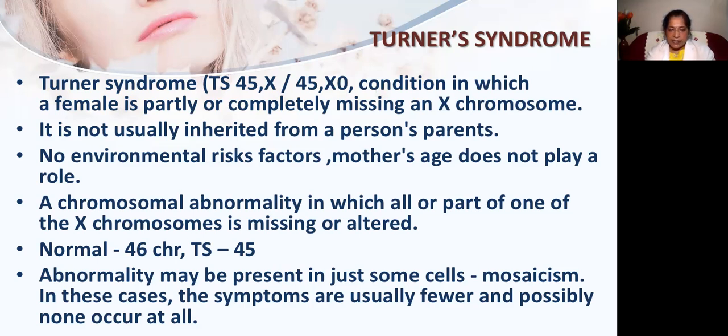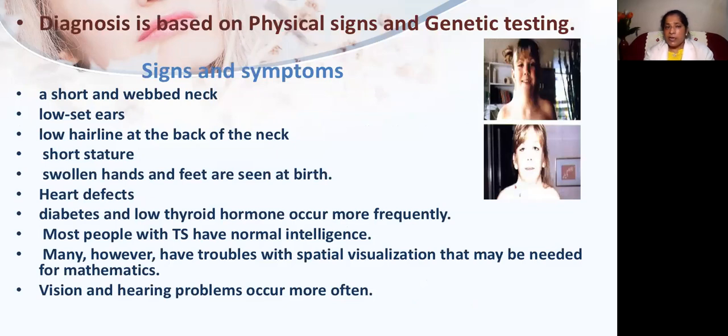Normally, we have 46 chromosomes. In Turner syndrome, there are 45. It is not that the abnormality would be present in all cells. If it is present only in some cells, it is known as mosaicism. So it could be a Turner syndrome with 45 XO in all cells, or it could be Turner's mosaic, 45 XO in some cells. In these cases, the symptoms usually are few and possibly none in others. Diagnosis is based on physical signs and genetic testing.